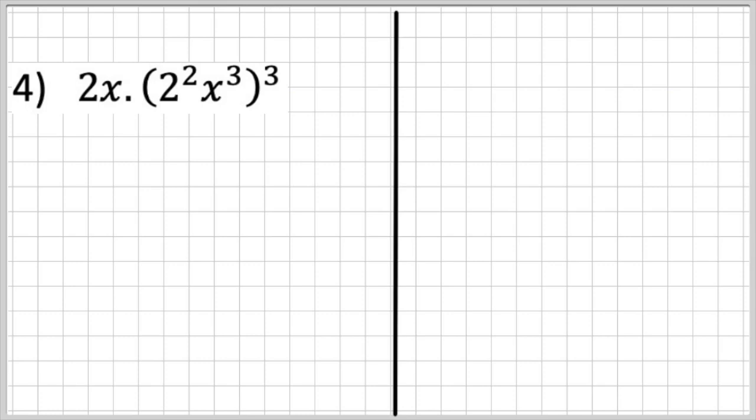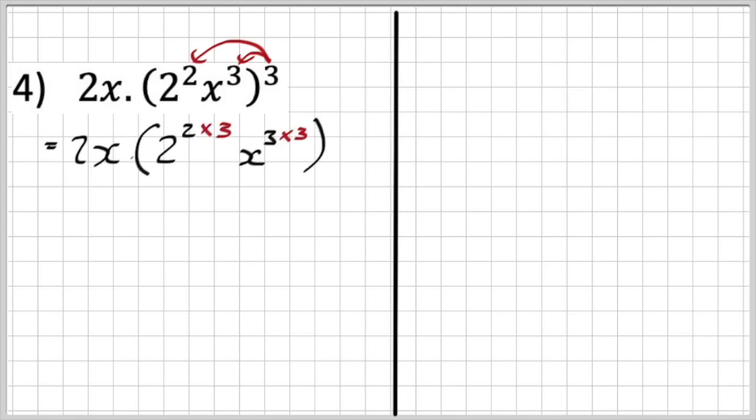What if I look at question 4? Now I cannot apply the first law there because of the brackets. I first want to get rid of the brackets. So I'm going to distribute that 3 into the exponents. So this becomes 2 to the power of 2 times 3 times x to the 3 times 3, which is the same as saying 2 to the 6 times x to the 9.